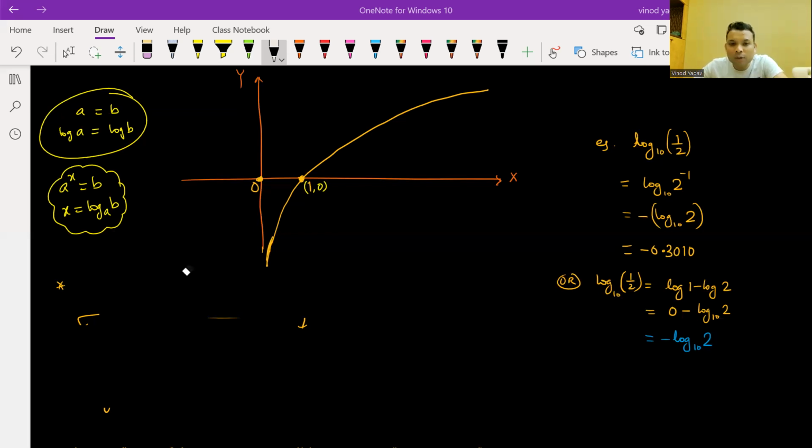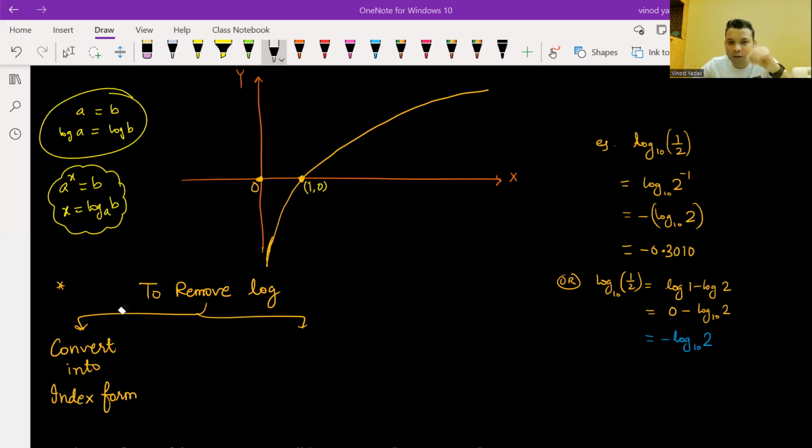Okay. Now to remove log, similarly, we have two choices. Convert into index form. The log form that is given, arrange it in the standard structure and convert it into index form, base remains base, you remember all that. And then if you have log A equal to log B kind of format, then simply you can remove log. So A is equal to B. Okay. And one more choice is called anti log, but we are not dealing with pure numericals. It's okay. So these two thoughts are enough.